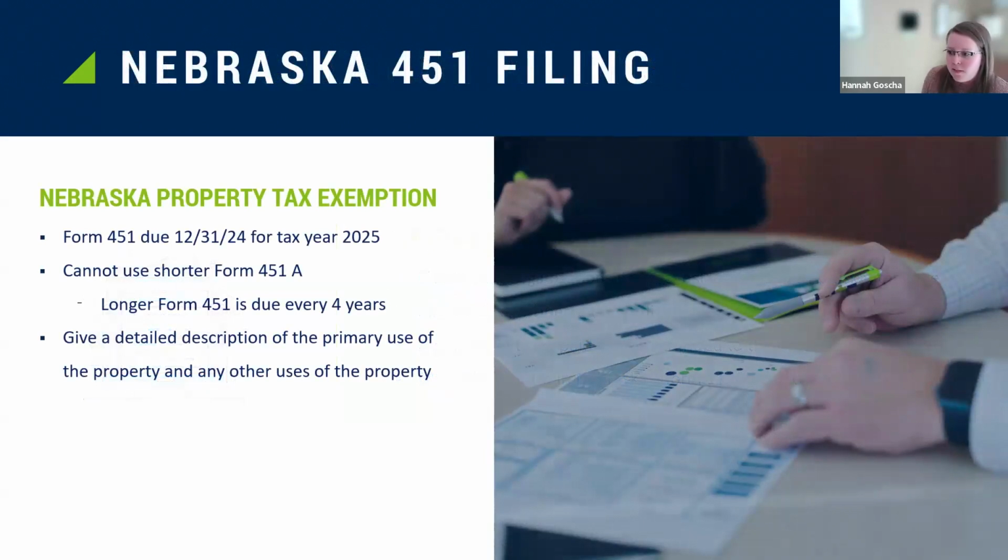So then speaking of property tax, if you do qualify to be exempt from that Nebraska property tax, you file the Form 451, which the full long form 451 is due every 4 years. This year is one of those years, so it is due as of 12/31/2024 for next year. And then for the 3 years in between, you can use the shorter Form 451A. So make sure that if you have a property that you're using for your exempt purpose, you're filing that Form 451 by the end of the year.